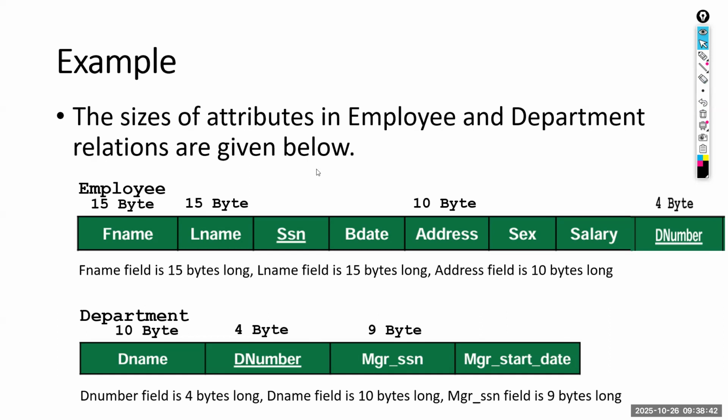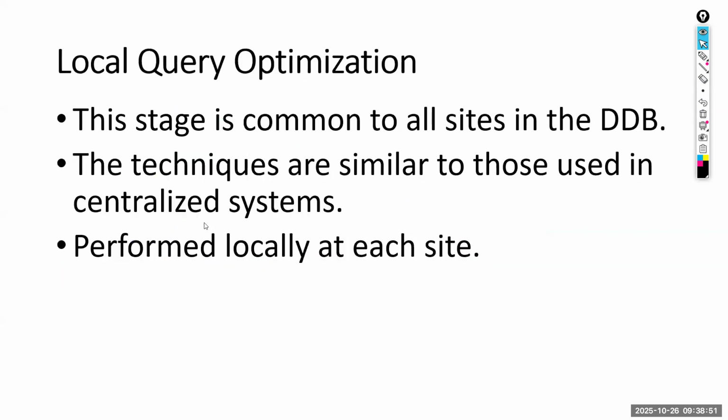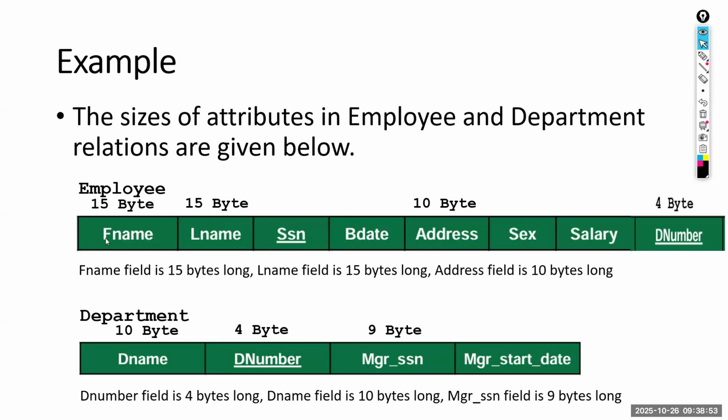Now the question. They have already given how many records there are and what the total size is. Total size means if you take the entire record, adding these field values.